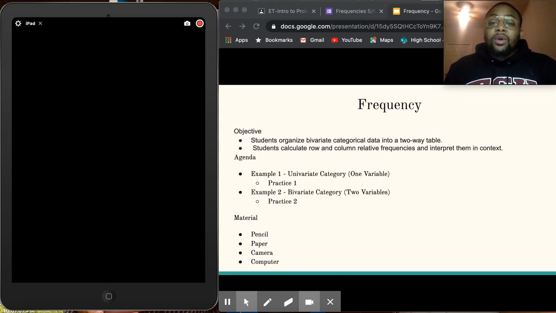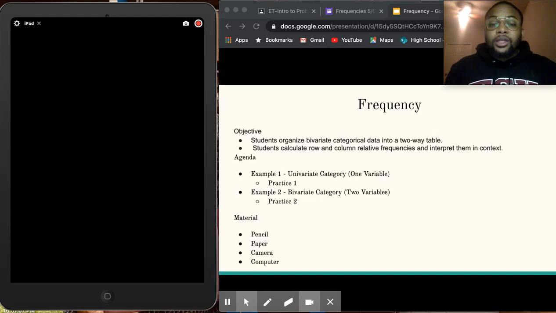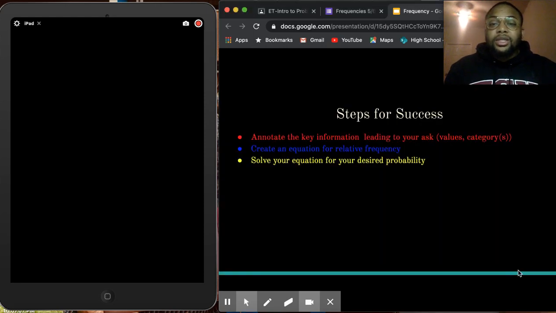If we think of the word univariate, it has the same stem as un or uno, meaning one. So it's going to be one variable. And when we see the word bivariate categories, it's going to be something that means two variables. Our materials for today are a pencil and paper, so we can take our notes, a camera, so we can take pictures of our work, and a computer, so we can upload our work. And last but not least, we need our steps for success.